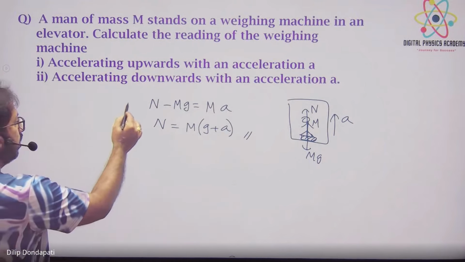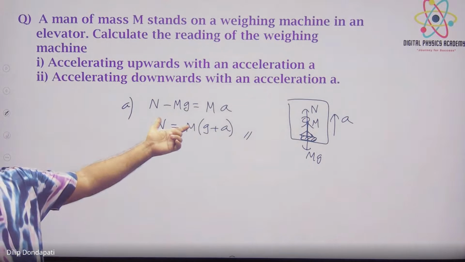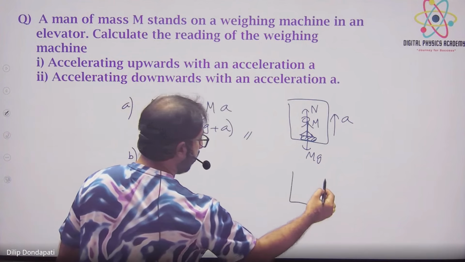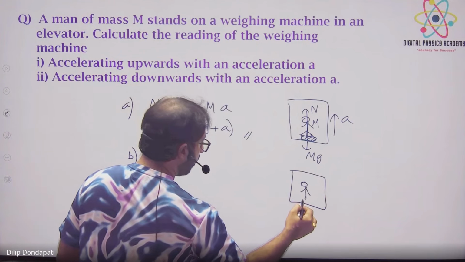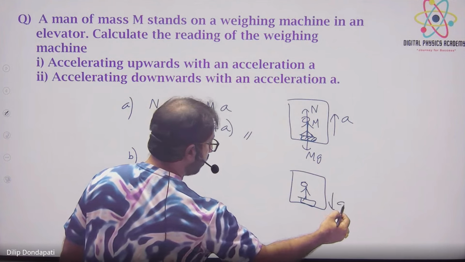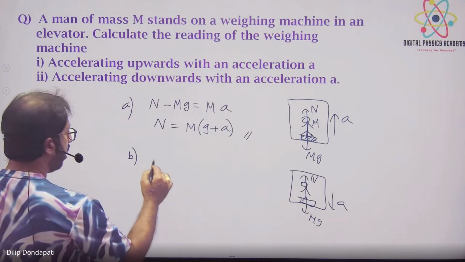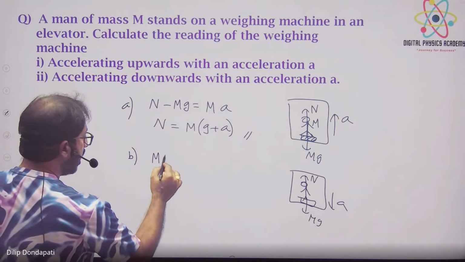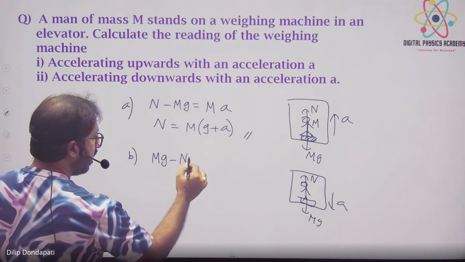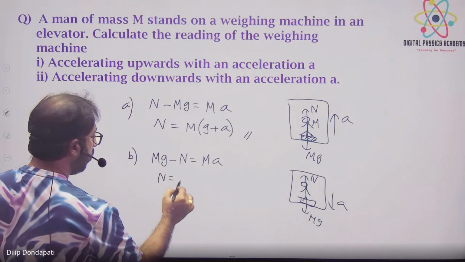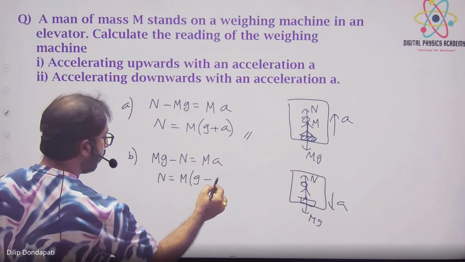Is that the first one? Right. Now the second one. If the same person on the same weighing machine is going downwards with acceleration a, there are mg and the normal action. The net force is mg minus N is equal to ma. Therefore N is equal to m times (g minus a).